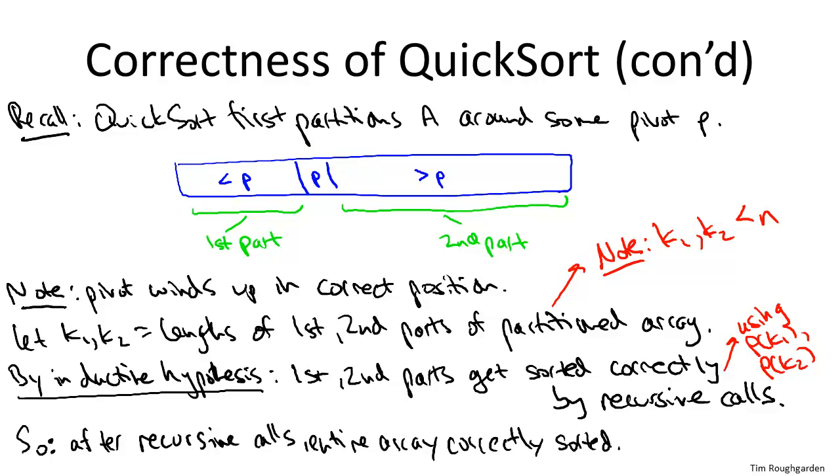And since this array was an arbitrary one of length n, that establishes the assertion P of n. And since n was arbitrary, that establishes the inductive step and completes the proof of correctness of Quicksort for an arbitrary method of choosing the pivot element.